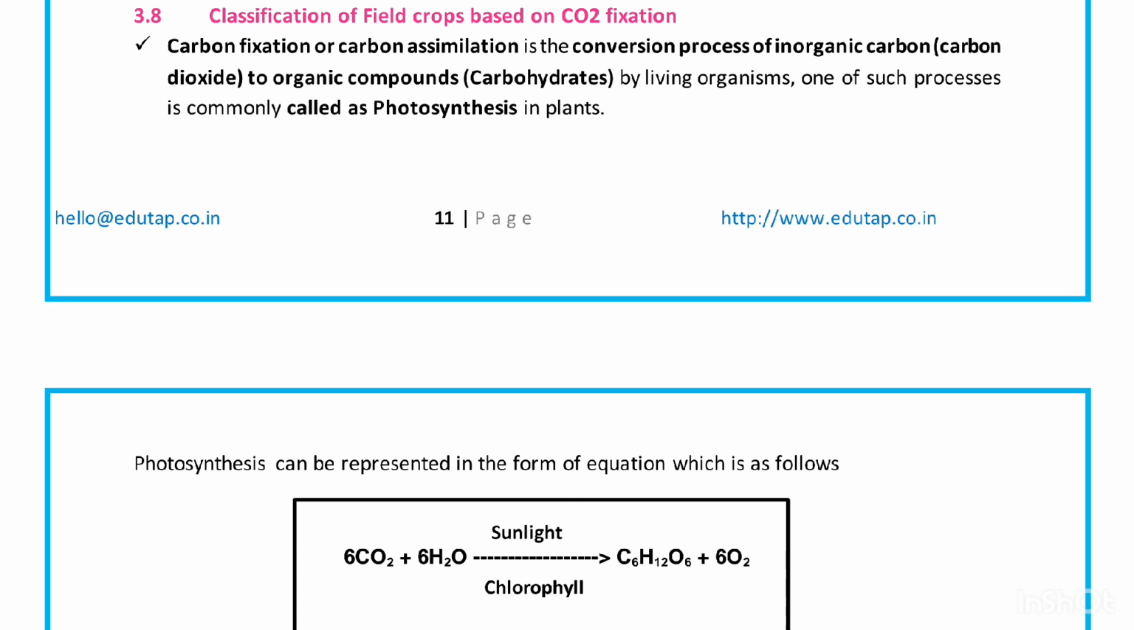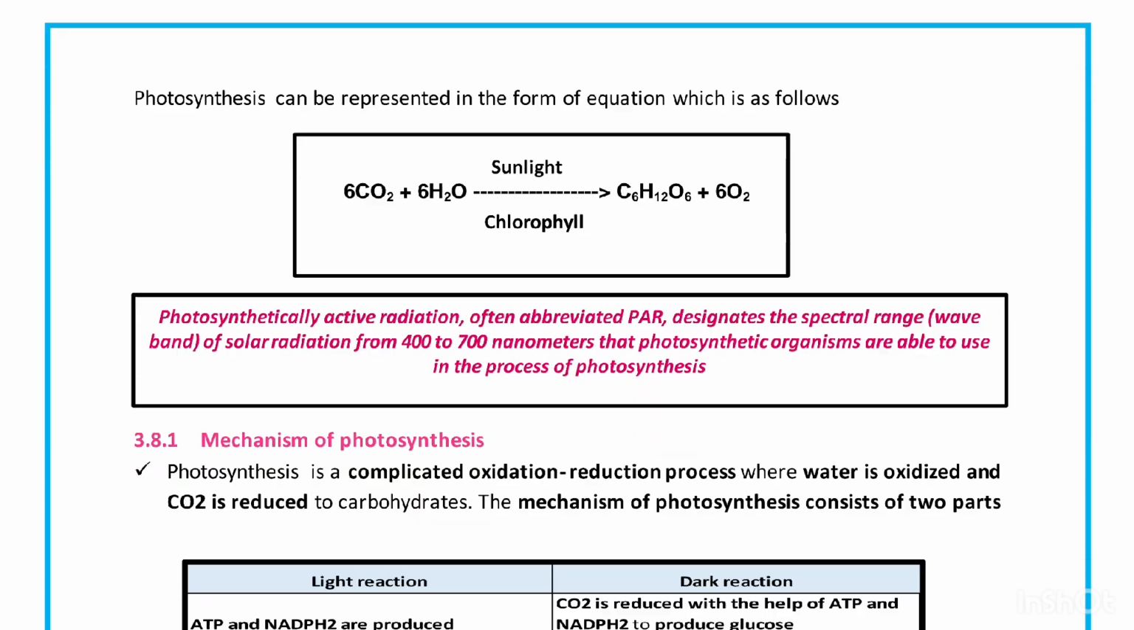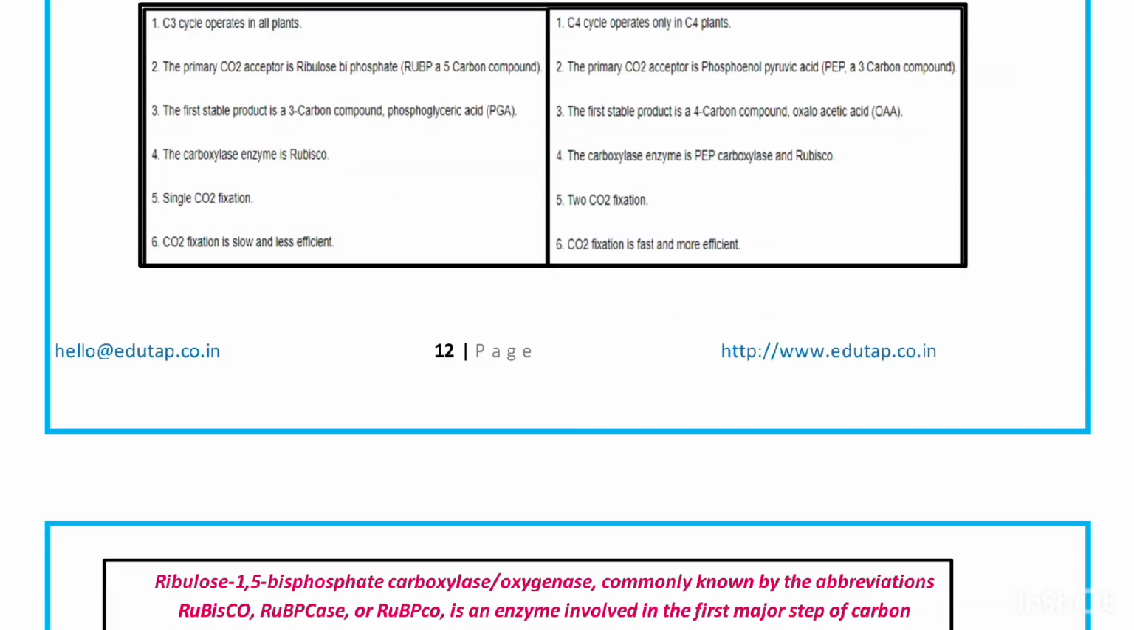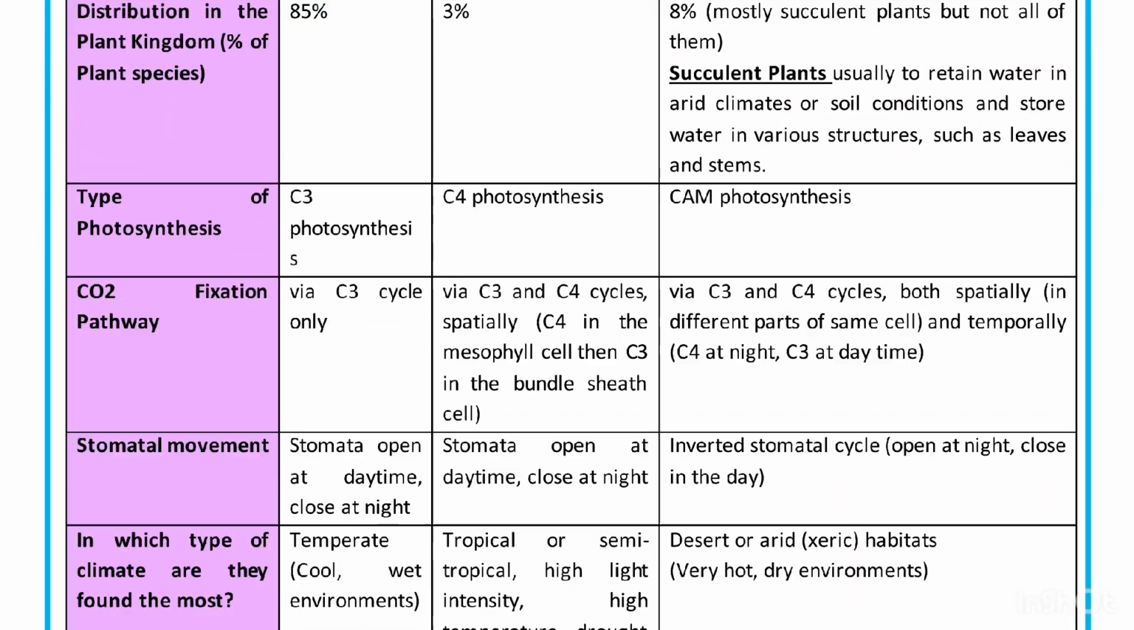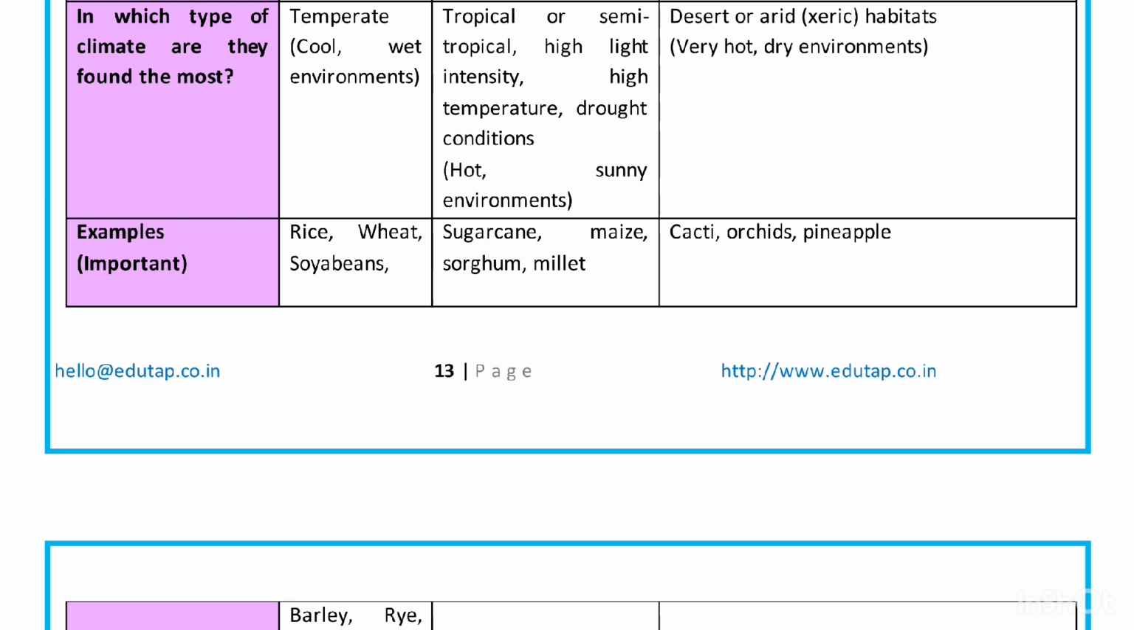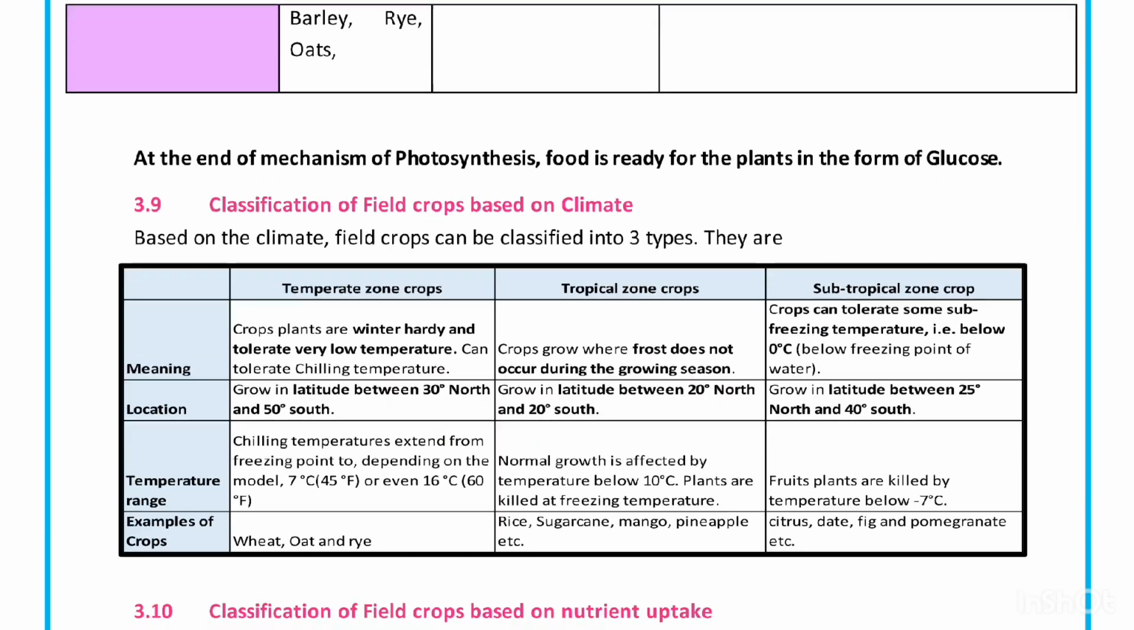classification of field crops based on CO2 fixation. Before that, we will see based on climate also. Let us see one by one what is it. Before understanding this classification, let me give you an example.